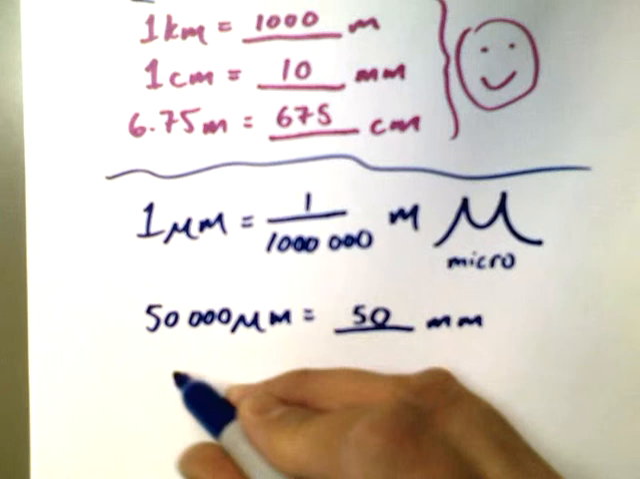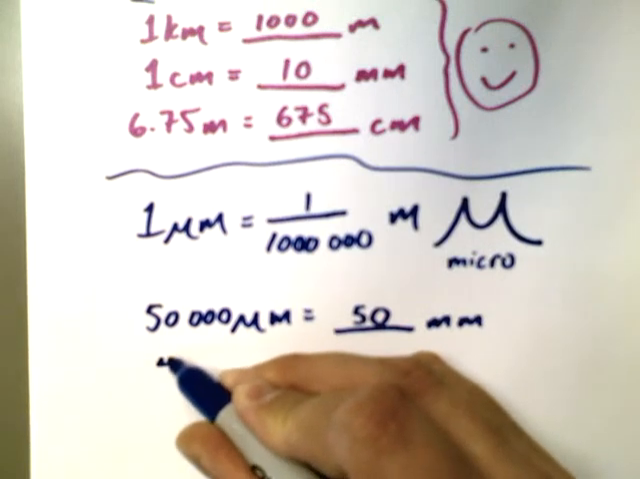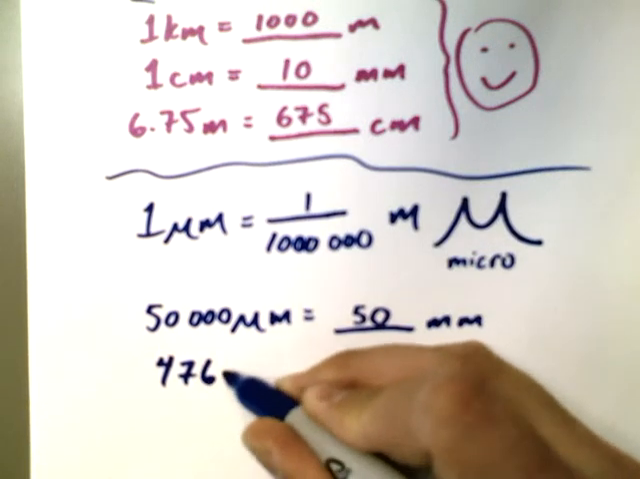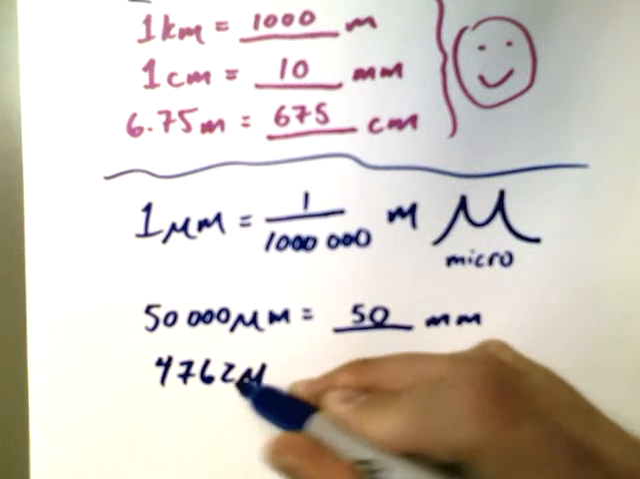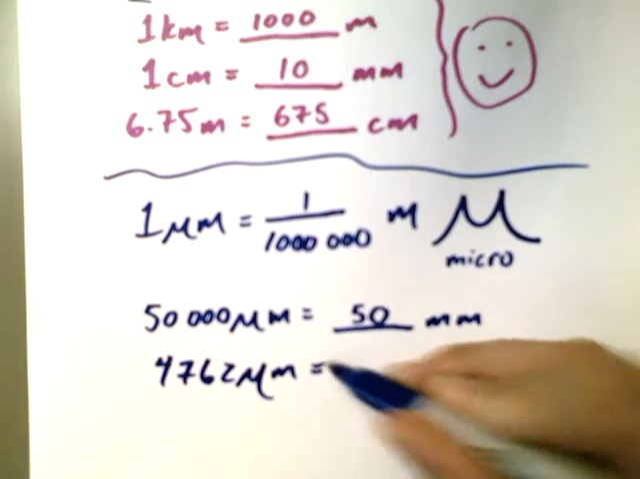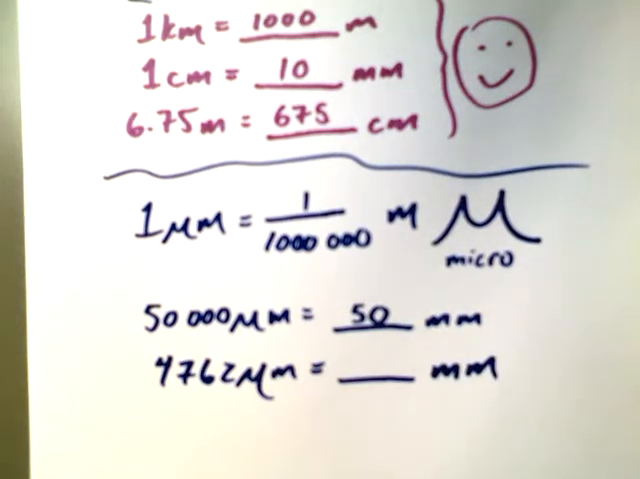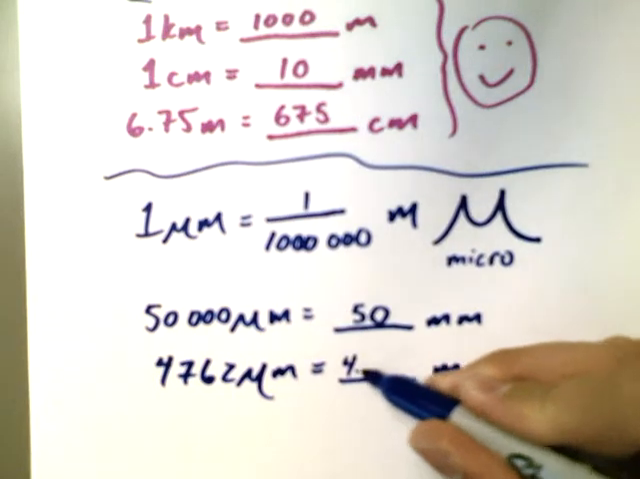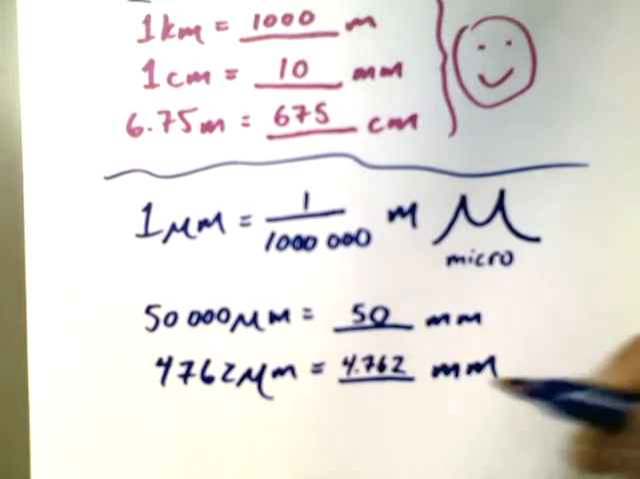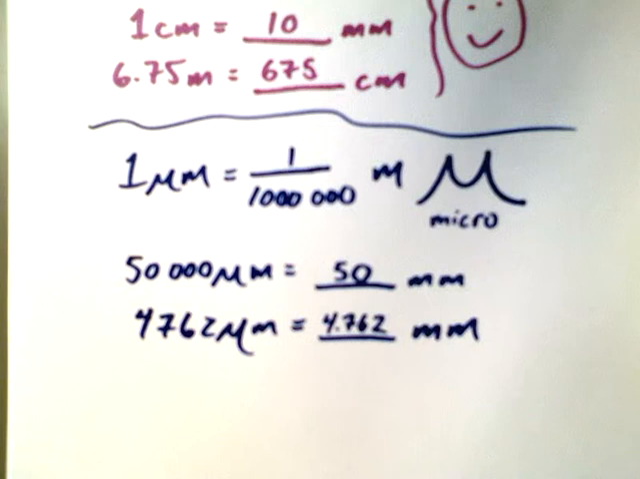So let's try this. 4,762 micrometers is equal to how many millimeters? Give you another shot at it. Yes, sir. 4.762. Yeah, 4.762 millimeters. And actually, that's useful.